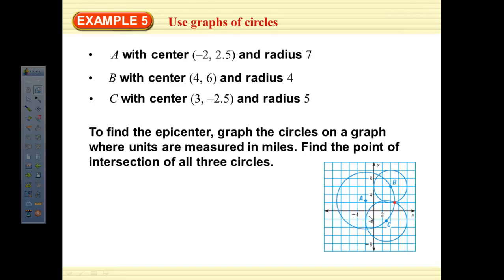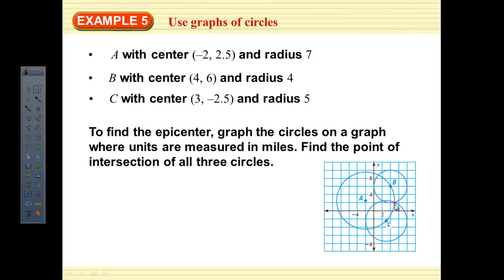So our epicenter in this case would be about 2.4, 5.2. Okay, and you just kind of guesstimate that. And if you notice, the center here is negative 2, 2.5, and the radius is 7. For B, it's 4, 6, and the radius is 4. And for the C, it is 3, negative 2.5, and the radius is 5.